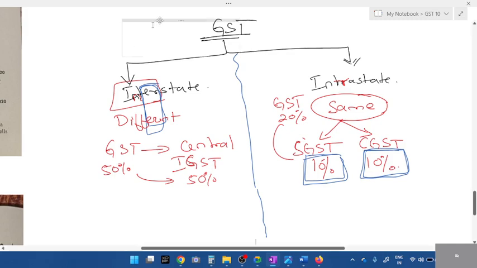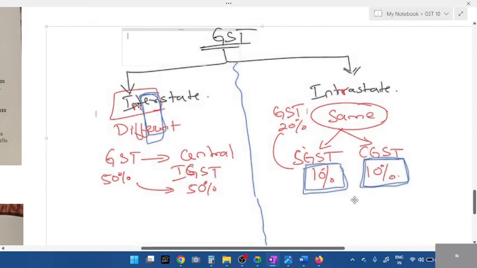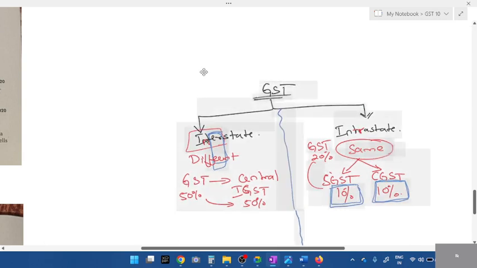The students done, all of you completed? Interstate, intrastate, any doubts in this concept? Now I'll tell you how to find only the GST amount, or whatever, the tax amount.